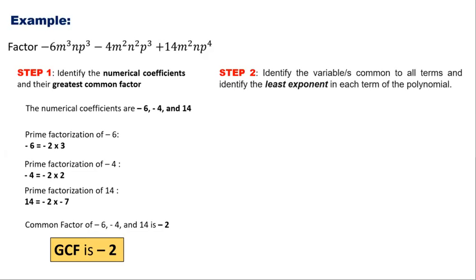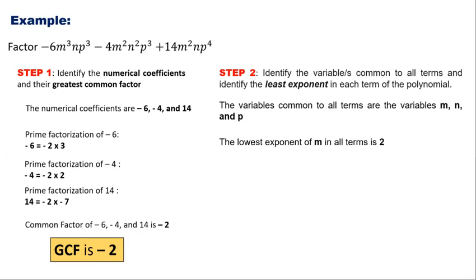Now, second step, let us identify which variables are found in all the terms. The variables found in all terms are our three variables, which are the variables m, n, and p. Now, for m, the smallest exponent in all the terms is 2. So, what we will use in the common monomial factor is m squared. For n, the lowest exponent is 1.